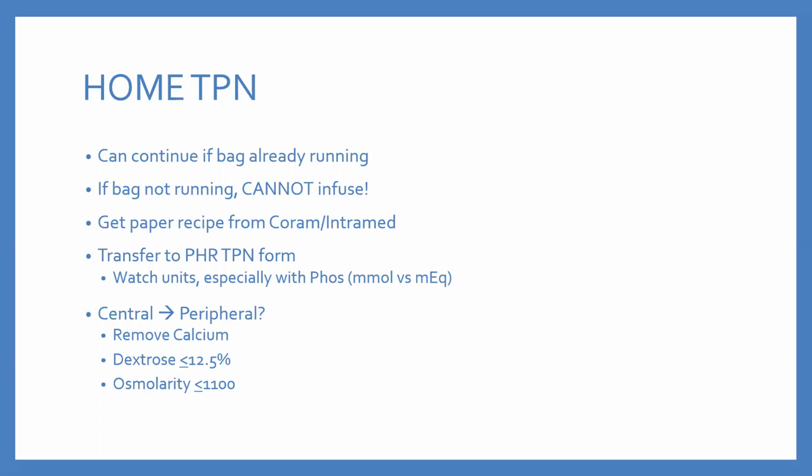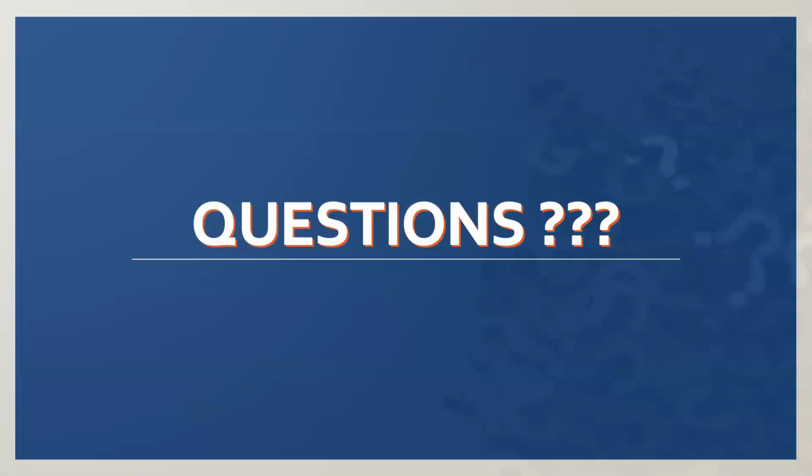TPN order form. And then determining what type of line access we have. Is it central versus peripheral? If it is a peripheral line, we'll have to remove the calcium, keeping in mind our dextrose percentage as well, and then our osmolarity are other things we'll have to consider depending on the route or the access that we have for these patients. And with that, we will open the floor for questions if you guys have any.